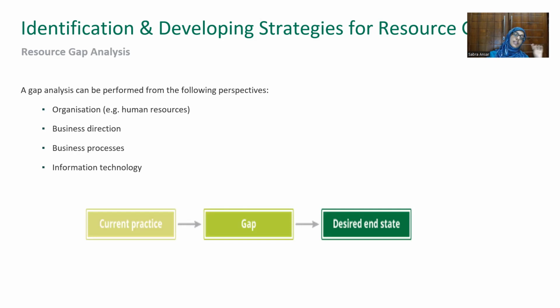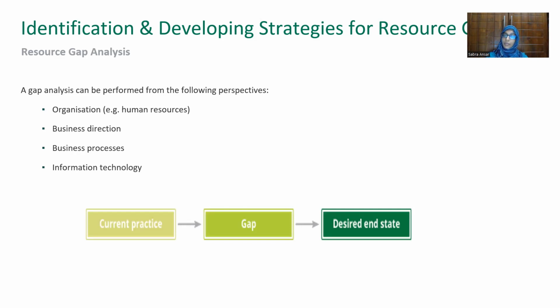And then it could be the business process that the organization uses. If it's not the newest, not a novel kind of business process, then the current practice and the desired practice will be compared, and the gap will be identified in order to see what can be done to achieve that desired end state.